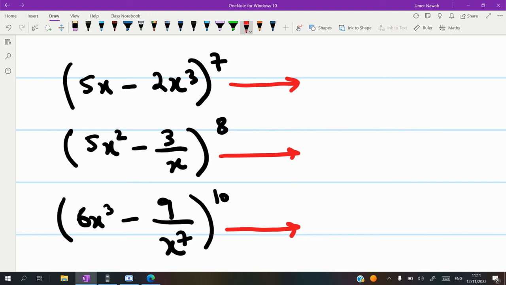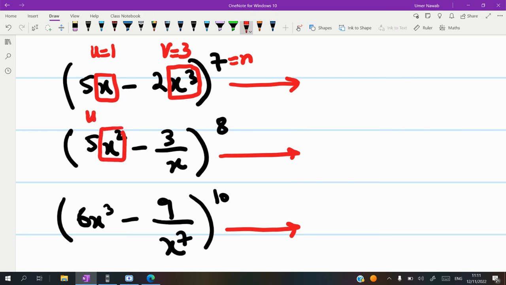So why not use my direct method? What is the direct method? What is the power of x seen here? The power of x is 1, so u is equal to 1. What is the power of x seen here? v is equal to 3. And what is n? n is 7. In the next one, what is the power of x seen here? It is u equal to 2.